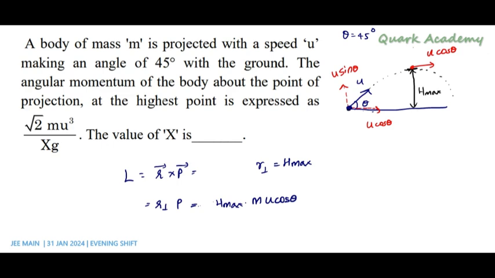Then we need to find the displacement. And here we know acceleration is downward and it is g. So we can use the expression v squared minus u squared equal to 2as. Here v is the final speed which is 0 and u is u sine theta. So it is u squared sine squared theta, and acceleration is negative g, so negative 2g h max. So h max will become u squared sine squared theta divided by 2g.